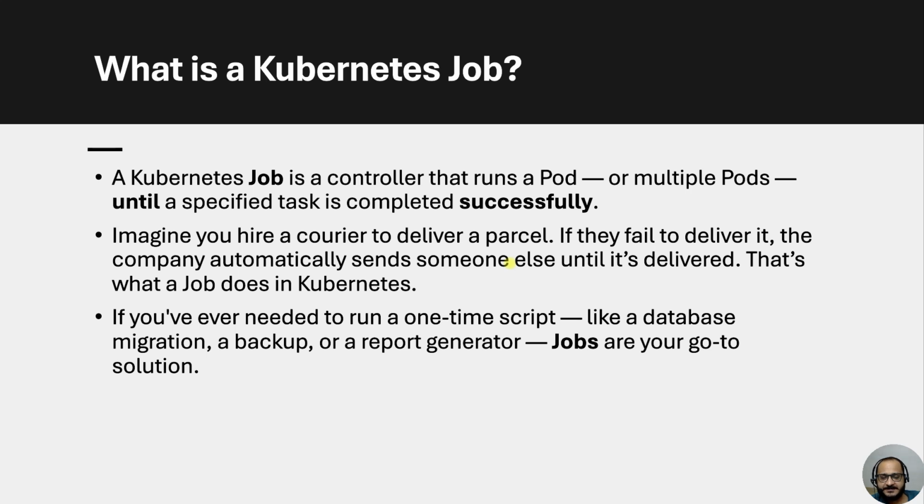We have seen previously that we had deployment controllers and replication controllers. Similarly, we have a job controller here. The job of the job controller is to run a pod and perform the task which we have specified or defined in that particular file. Once the task is completed, it will exit.